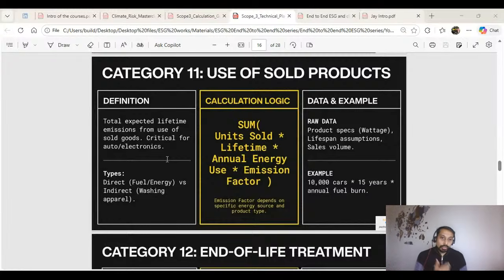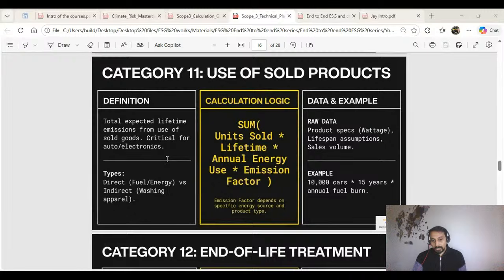So use of sold products and use of various kinds of other stuff that lies under those franchisees, those automobile dealers, brokers or any kind of dealerships. They have to calculate category 11, because end customers are going to use those sold products. So that category is globally very much higher level in terms of overall global emissions.